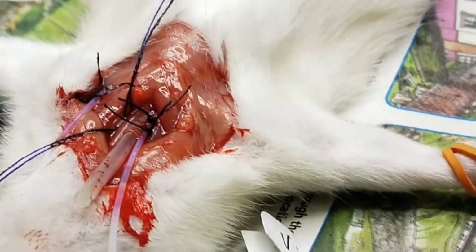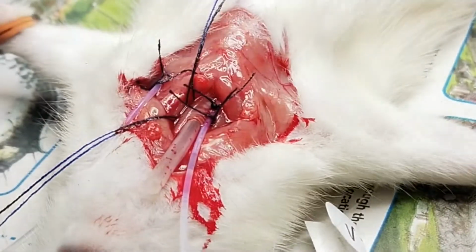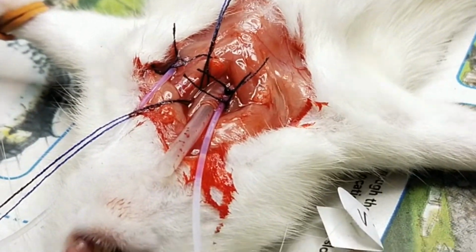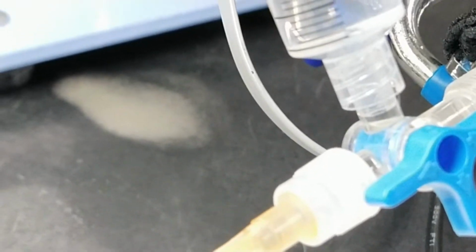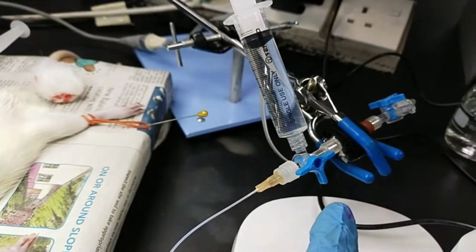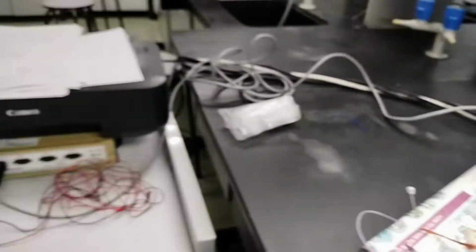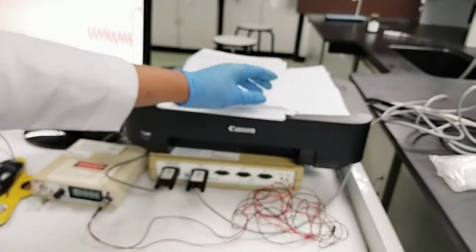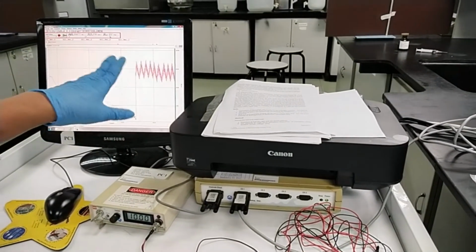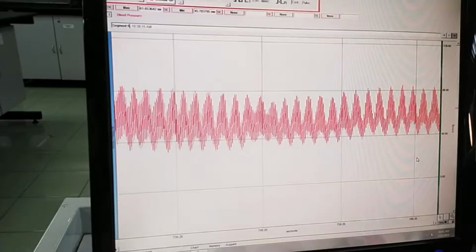Lastly, we have the carotid artery located on the right side. We have already done the cannulation, and the tube goes directly into what we call the pressure transducer. The pressure transducer will be connected to the BioPAC system here, and the monitor will translate all kinds of changes in terms of blood pressure.